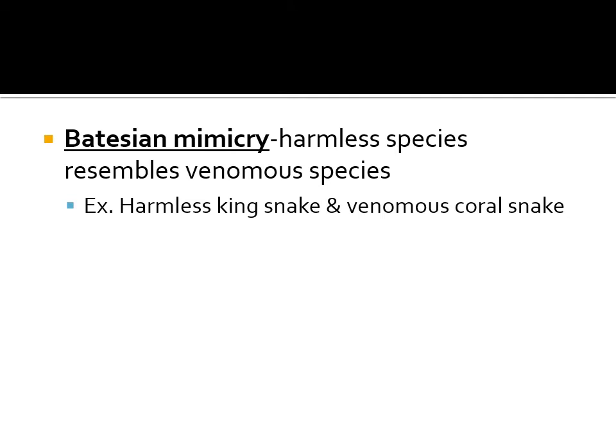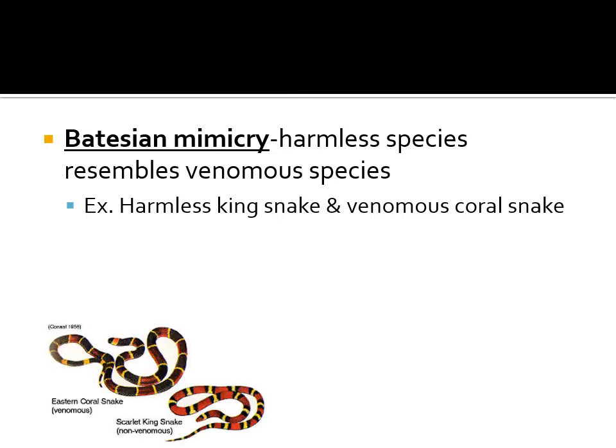There are two main types of mimicry. First type is going to be Batesian mimicry. This is going to be where a harmless species resembles a venomous species. And our example here that I have for you is this harmless king snake down here. Even though it's harmless, it looks like it could be pretty dangerous because it has this red, yellow, and black coloration. It matches the colors that you would see on a lot of venomous coral snakes.